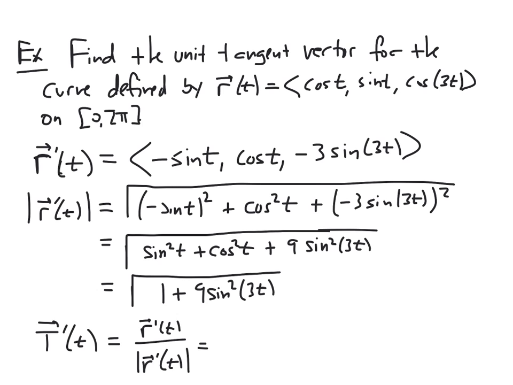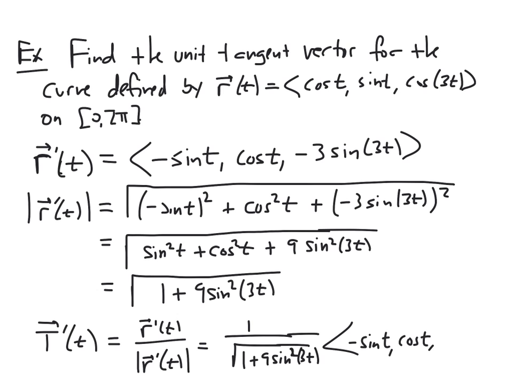We can write it in a couple different ways. Usually the easiest way is to write it with the scale factor out front. So it's going to be 1 over the square root of 1 plus 9 sine squared of 3t, multiplied by this vector: negative sine t, cosine t, negative 3 sine of 3t. This would be the unit tangent vector to this curve. Now notice, because I used the parameter t here instead of picking a constant t naught, this gives me the unit tangent vector at every point on this curve.